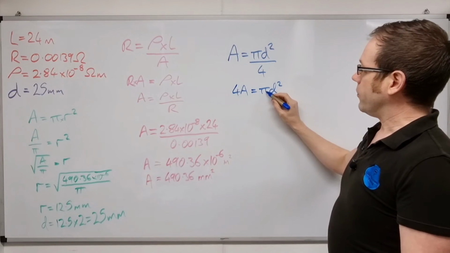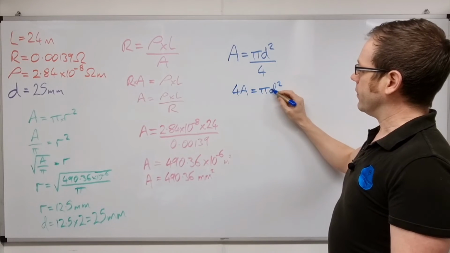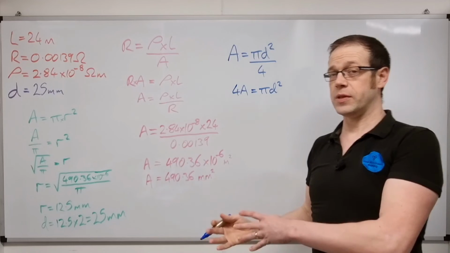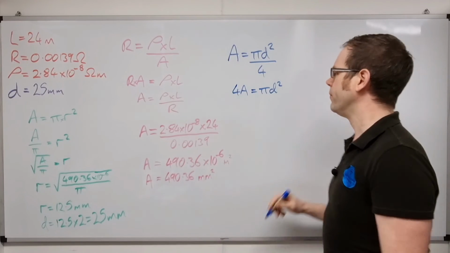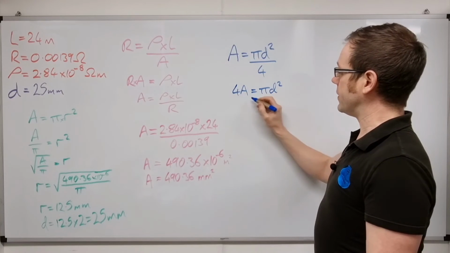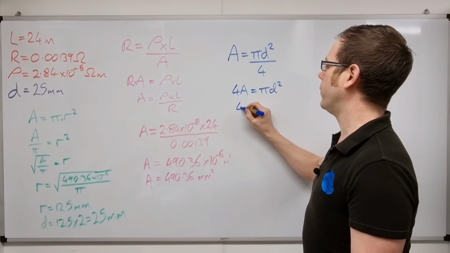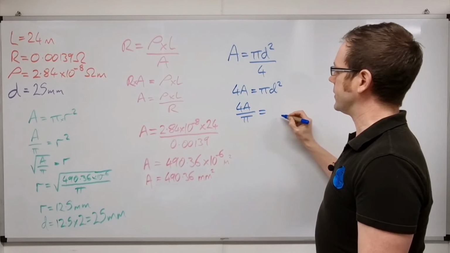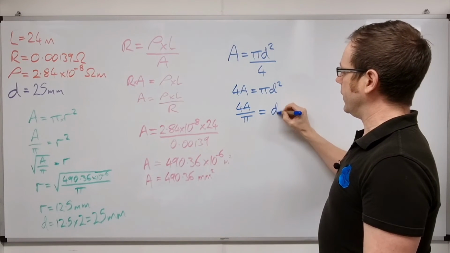What we then do is we look at this and we think, right, I'm squaring the d and then I'm timesing it by pi. So the last thing I do is times by pi. The opposite of timesing by pi is to divide by pi. So we do d squared, both sides of this divided by pi. So we end up with 4A divided by pi. The pi gets cancelled out from this side and we end up with d squared.